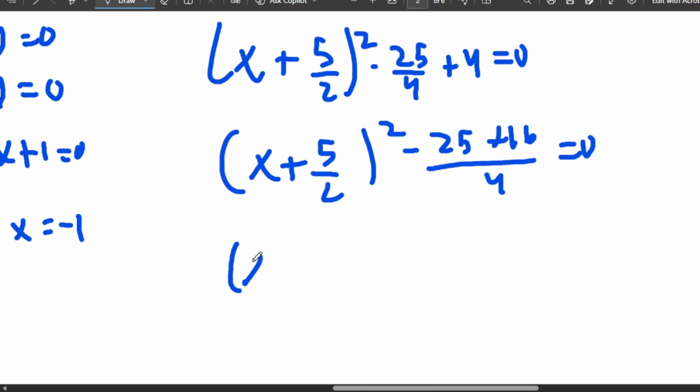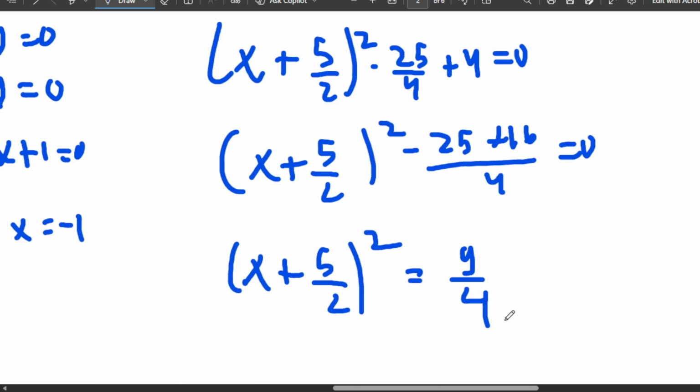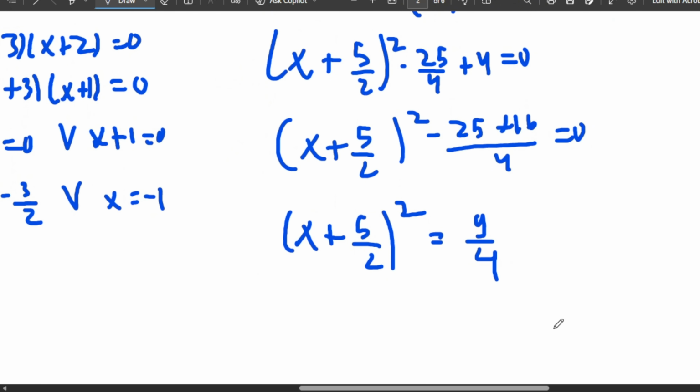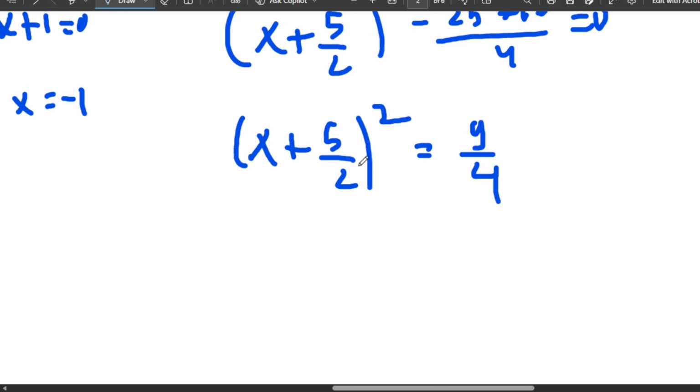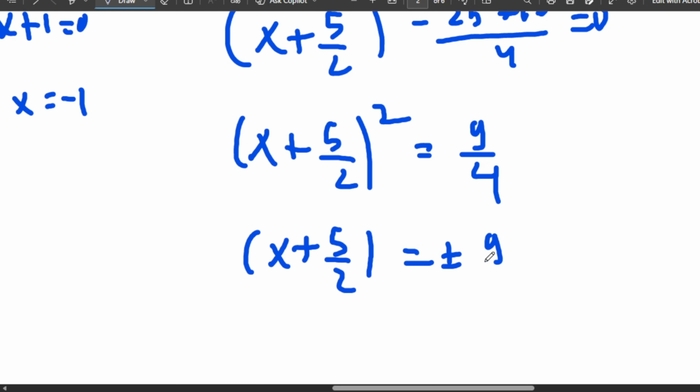You move everything to the right: (x plus 5/2) squared equals negative 25 plus 16 over 4, that will be negative 9, so it will be positive 9 over 4, right? Now for x plus 5 over 2, we take the square root of both sides. We have plus or minus 9 over 4.